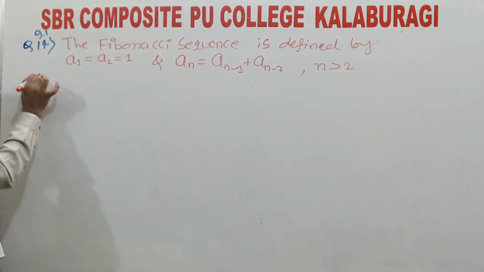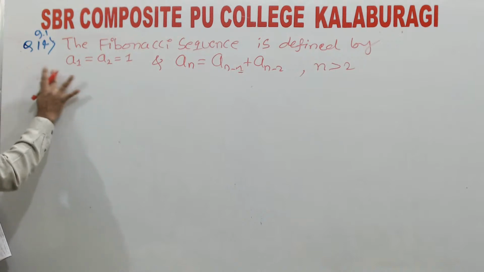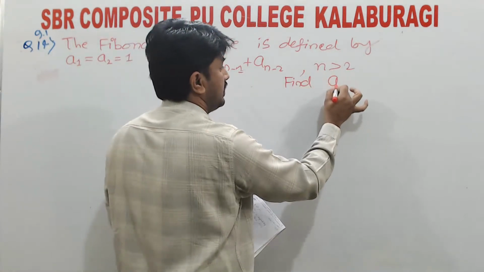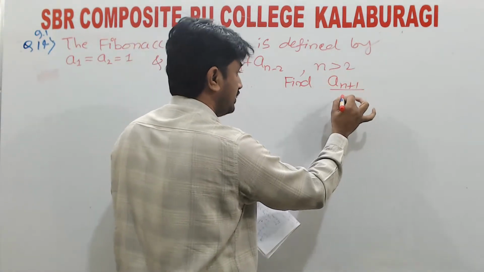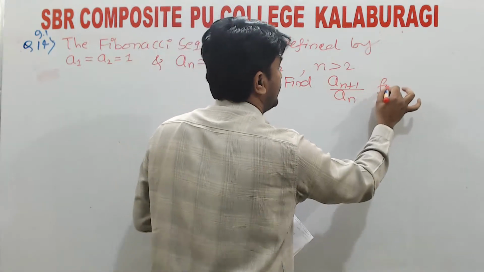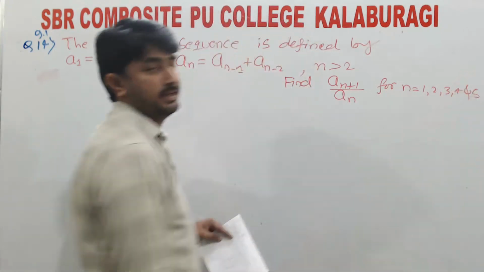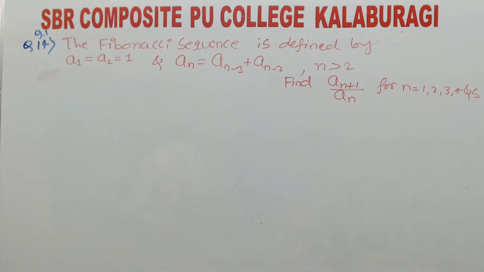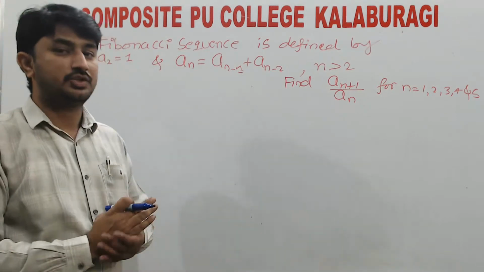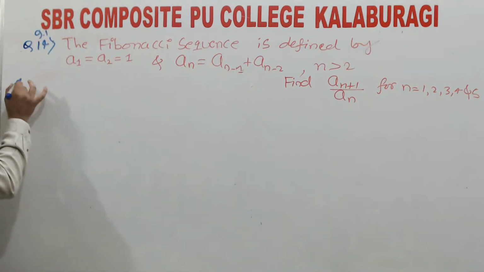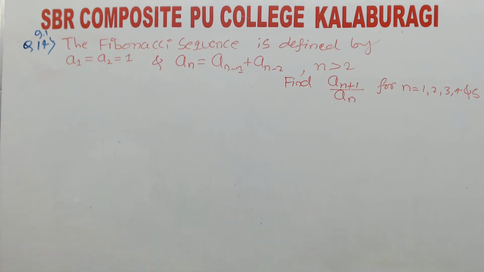Then find, I will write here, then find the value of an plus 1 divided by an for n equal to 1, 2, 3, 4, and 5. It is a special type of sequence, and where each term is equal to the sum of its previous two terms, it is called a Fibonacci sequence. Here, I will write the given terms as they are.